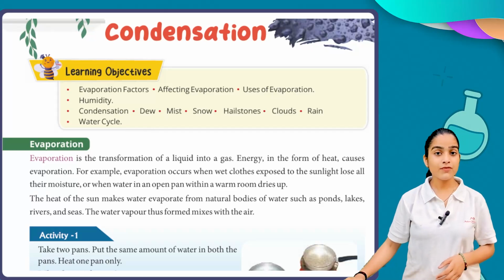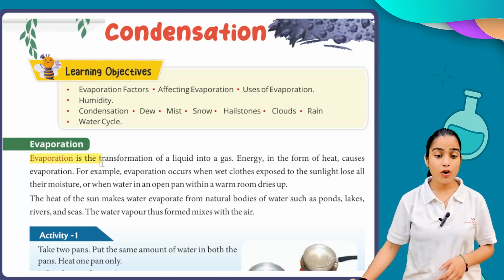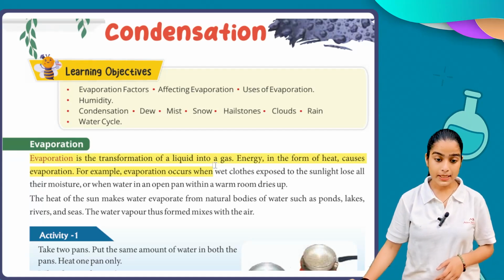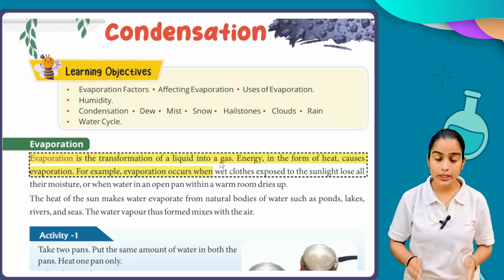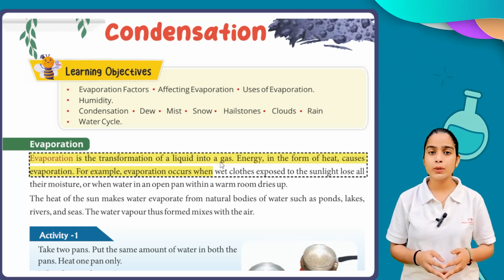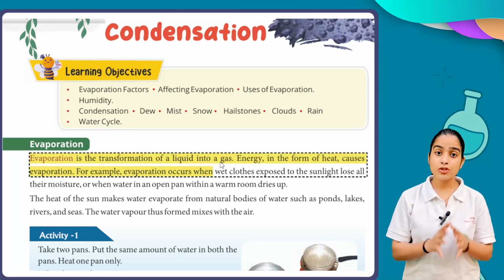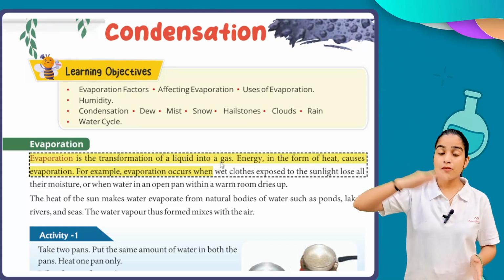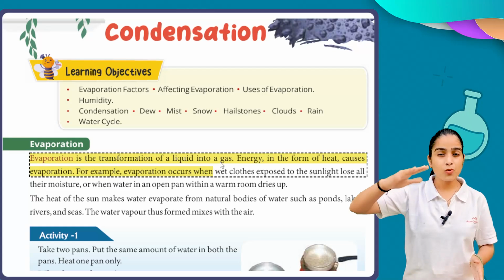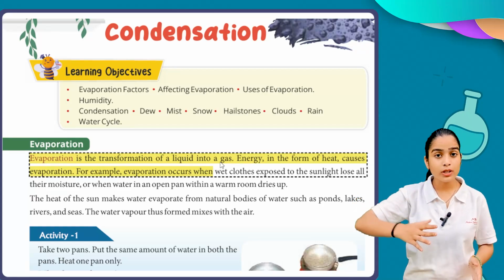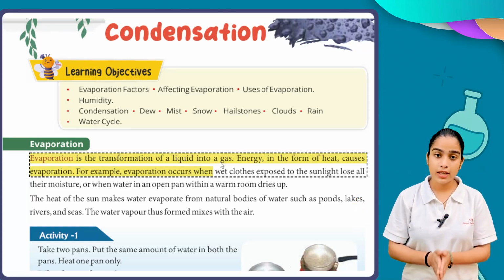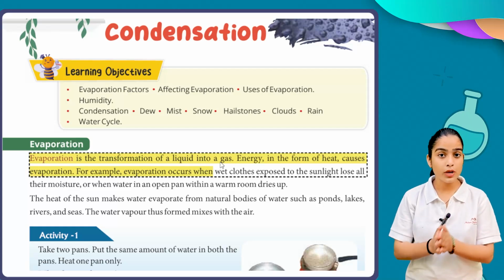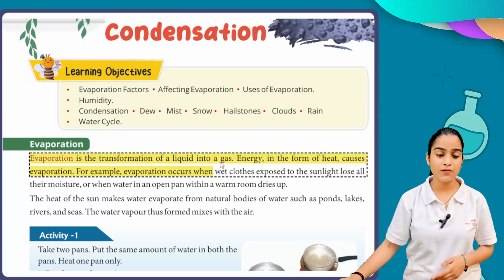First, evaporation. So what do we understand by evaporation? Evaporation is the transformation of liquid into a gas. Basically, how can we change our liquid into a gas? With the help of heat. So this is referred to as evaporation. The steam you see while boiling any food or water is referred to as gas. So the change of water into gaseous form is referred to as evaporation.